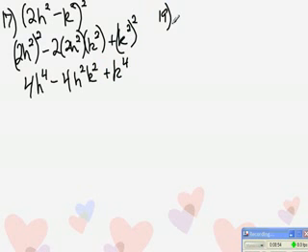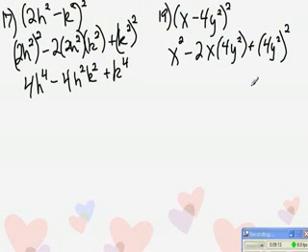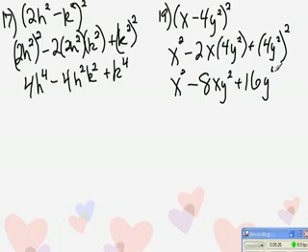On to number 19. Number 19, we have x minus 4y squared, squared. Take the first one squared, minus 2 times the first one times the second one, plus the second one squared. Gives me x squared minus 2 times 4 is 8, x, y squared. 4 squared is 16, y squared squared is y to the 4th. And the last one we need to do on this page is 21.